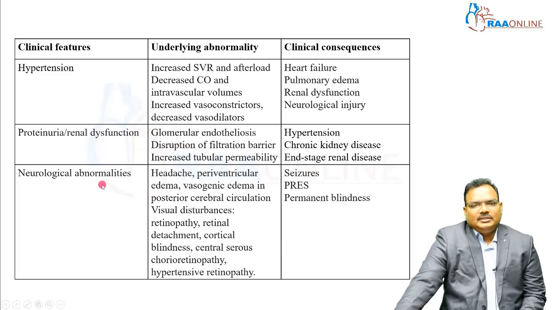Neurological abnormalities: pre-eclampsia causes sudden surges in blood pressure that can breach the blood-brain barrier, and there can be sudden vasogenic edema. The patient can present with headache, visual disturbances, retinopathy, retinal detachment, a sort of cortical blindness, hypertensive retinopathy. These are quite common in these patients. Clinically they manifest as seizures, and radiologically as PRES, which we will be seeing in the coming slides.